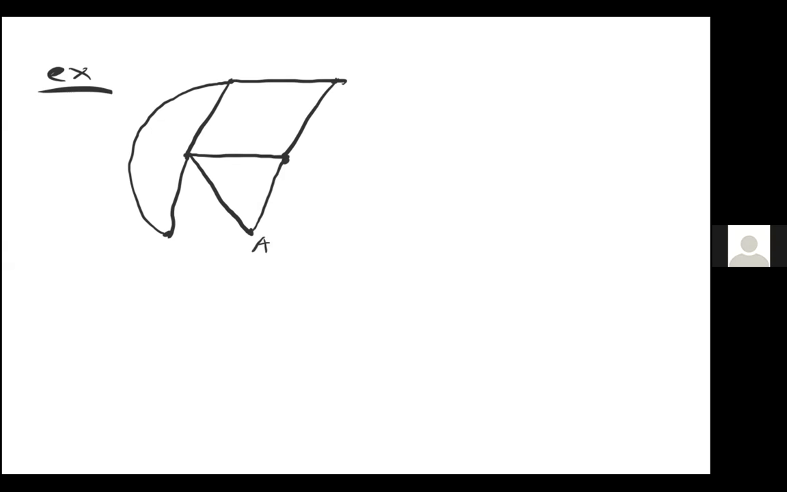A, B, C, D, E, and F. Okay. So first of all, let's figure out if we have an Euler path or circuit. So let's look at all these individually. So looks like F has an odd degree because there's 3 coming out of it.